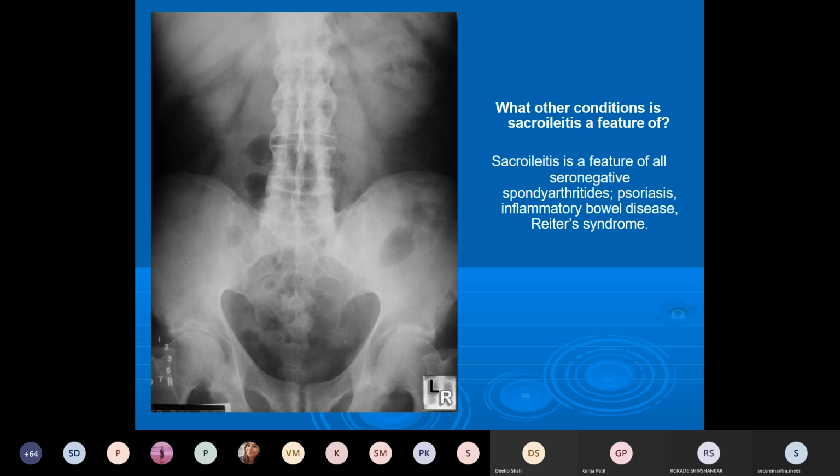So now in this case, you can see the sclerosis of the sacroiliac joint space. It is seen in seronegative spondyloarthritis, psoriasis, inflammatory bowel disease, and Reiter's syndrome. This is sacroiliitis, that is the inflammation of the sacroiliac joint.